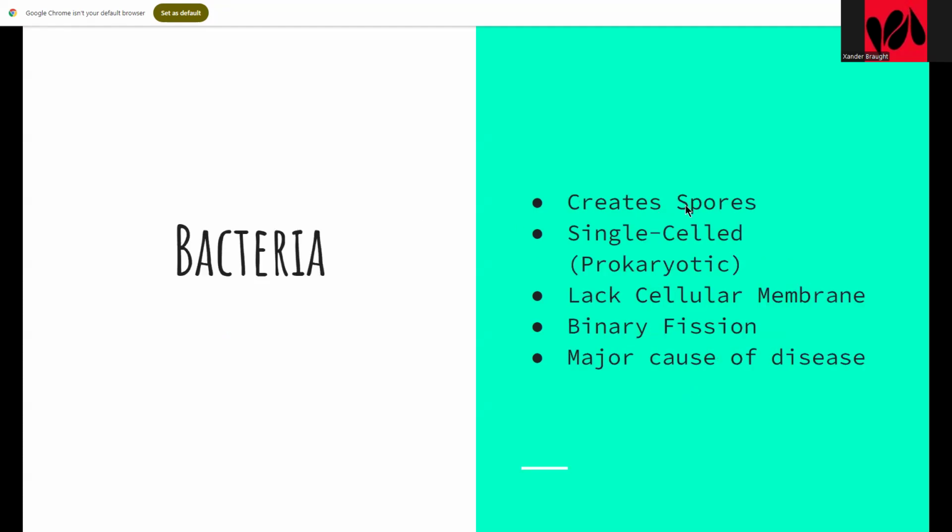Bacteria create spores, single-celled, so prokaryotic, lack cellular membrane, binary fission, and major cause of disease. This is what causes most of the diseases for larger organisms, especially animals.